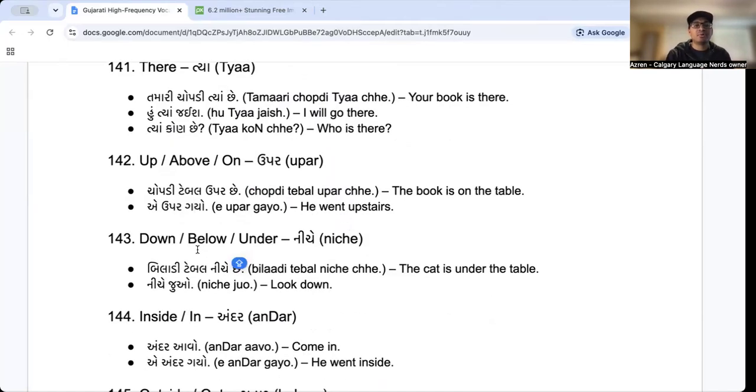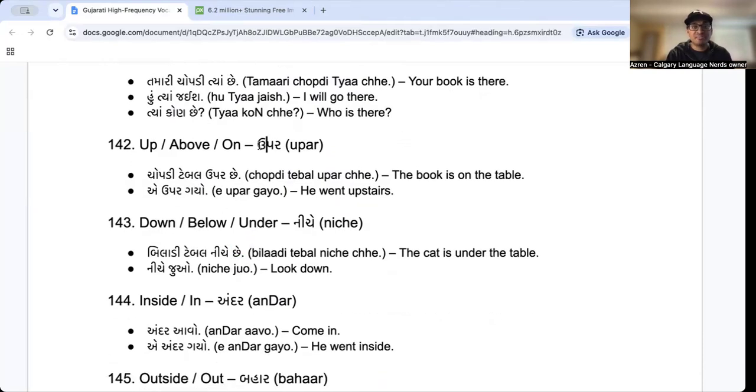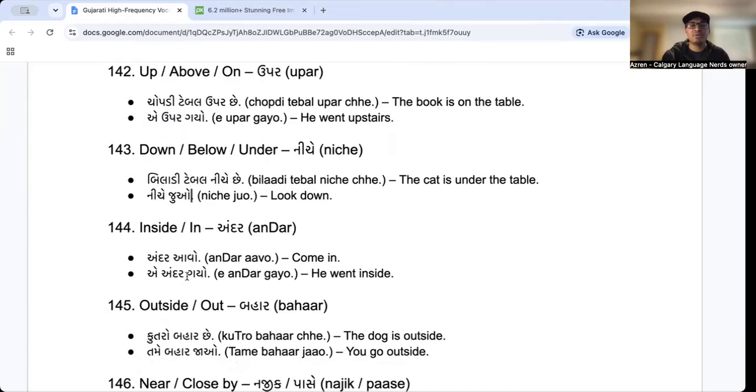Up, above, or on is upar. You could just say par as well. Par or upar, they're pretty much the same. Chopri table par che or chopri table upar che. You could also add ni if you want. Table ni upar che. Okay. E upar gayo. He went upstairs. Upar also means upstairs. So fun fact.